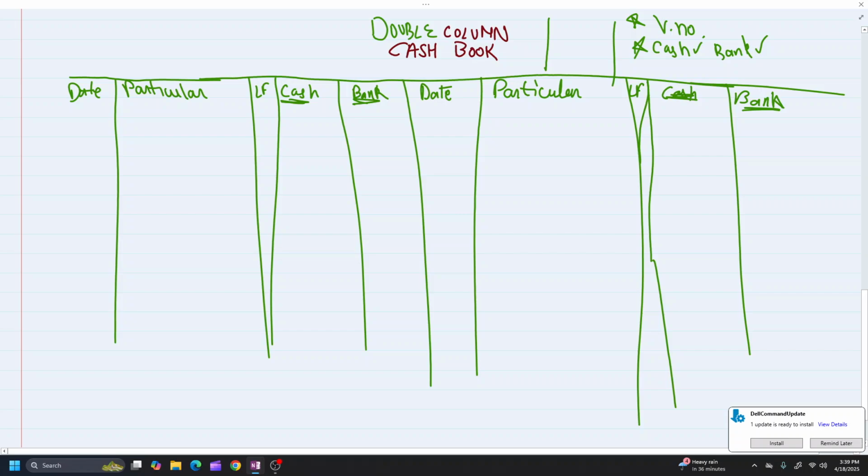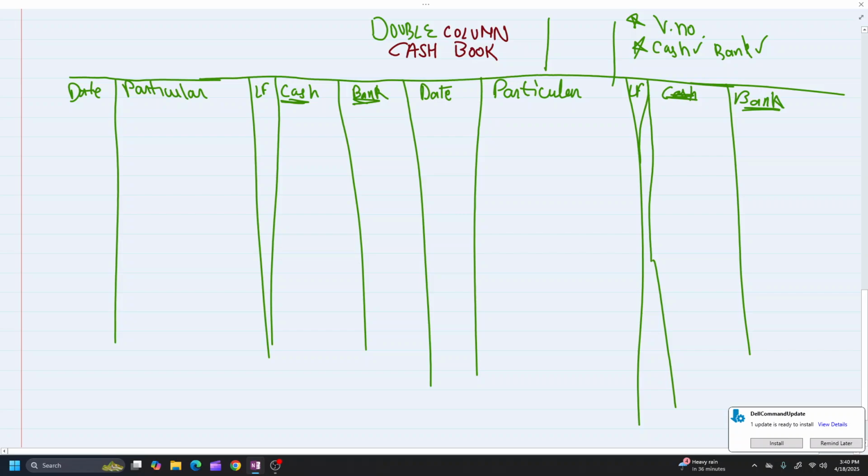Now if I talk about the triple column cash book, the same proforma remains. The only difference is a discount column will be added after LF. So it goes like date, particular, LF, discount column, then cash, bank, again date, particular, LF, discount column, cash and bank. Nothing else is there in the triple column cash book.